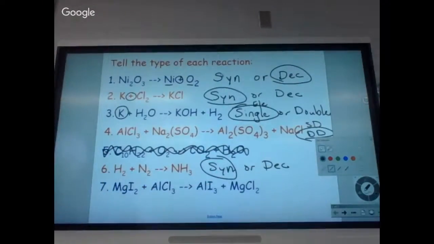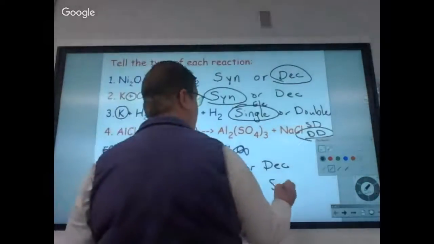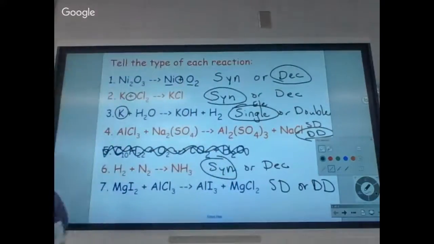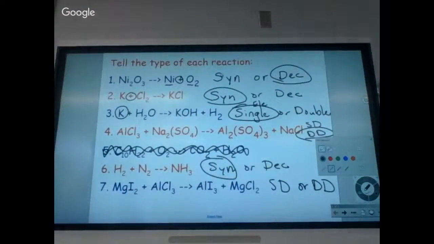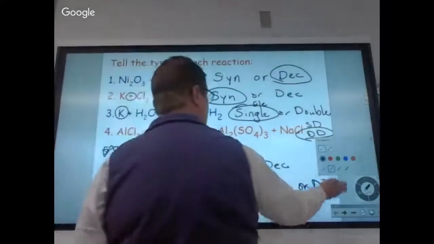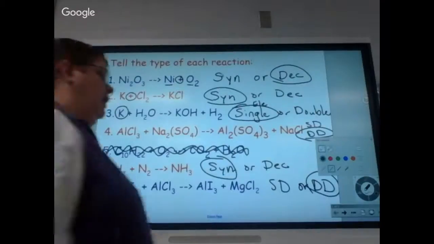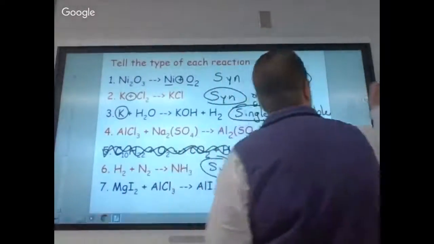All right, and number 7, how many plus signs do we have? So it's either single displacement or it's double displacement. Do I have any single elements? So that means it has to be double displacement. Questions? All right, real quick, in case they do put this on the exam.